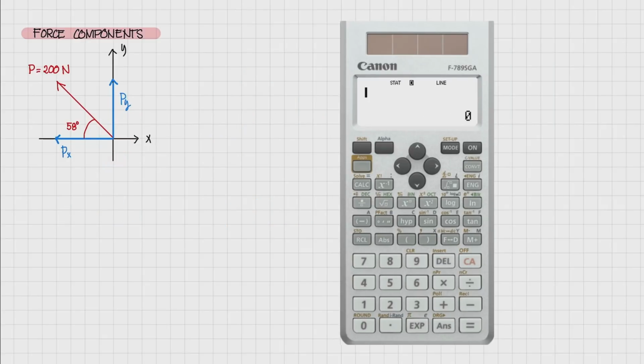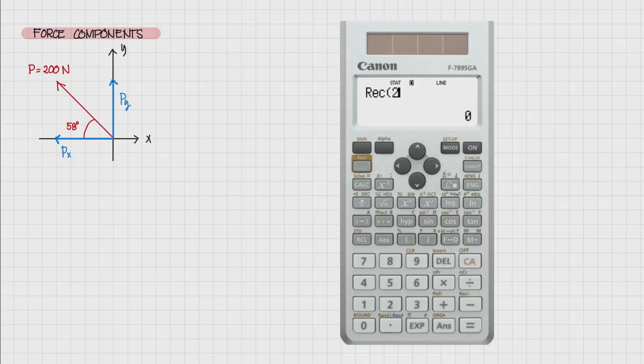Okay, next example, force components for that. So we're going to compute for the components of force P, which is 200 newtons. So again, we're going to use our calculator techniques in solving this. So we're going to solve for Py and Px. So again, yung calculo is under stat mode. And then since I'm looking for the components, we're going to use rec and then type in our coordinates.